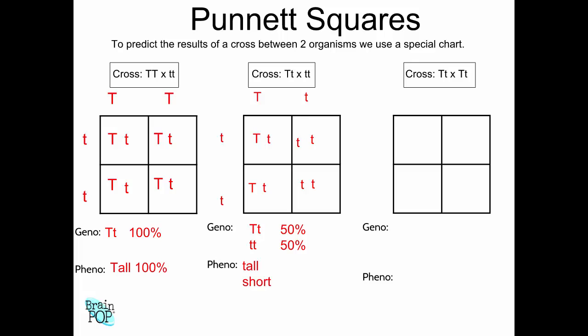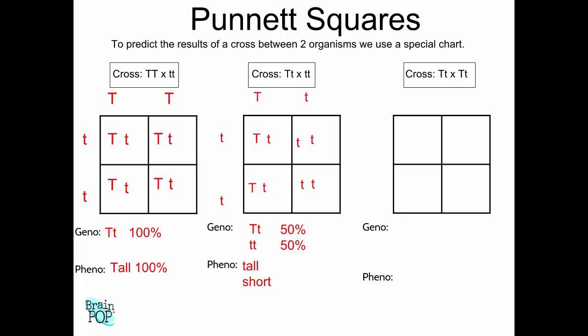What percent would be tall, Matt? 50%. What percent would be short? All right, 50%. How do you know it's 50%? Half and half. Well, I mean, these have little t's. Why can't those be short? Abby? Yeah, the big T's overpower that weak one. So in order for it to have that weak phenotype, it has to be homozygous recessive.